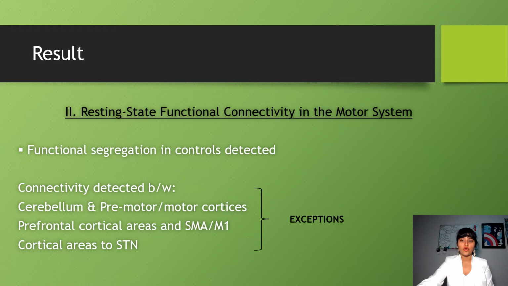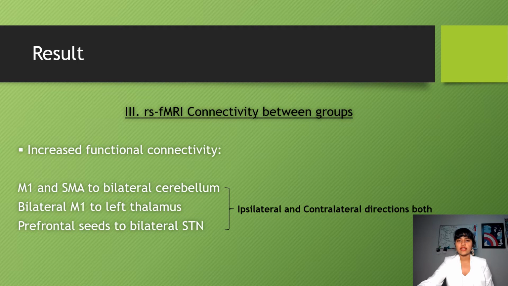The third result which we got is the resting state fMRI connectivity between groups. There was increased functional connectivity in the M1 and supplementary motor areas to bilateral cerebellum, bilateral M1 to left thalamus, prefrontal seats to bilateral subthalamic nuclei. All these were ipsilateral and contralateral both.